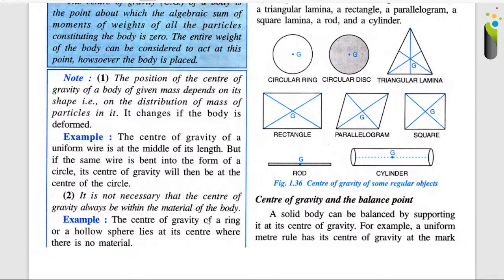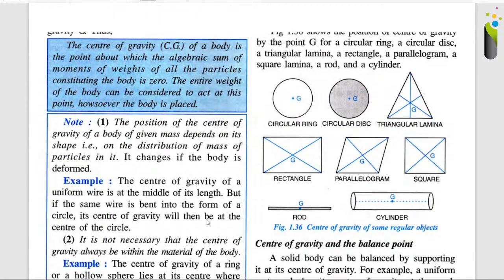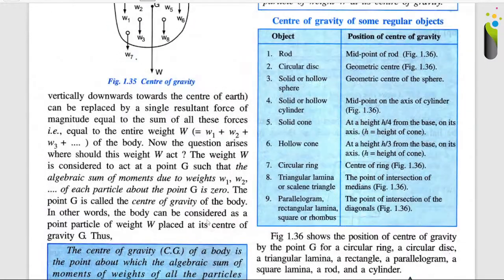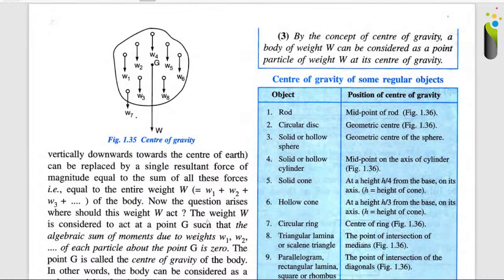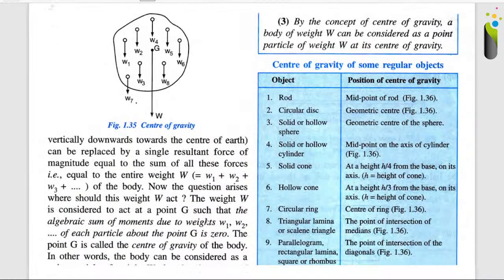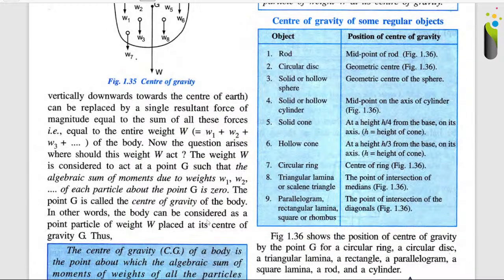Second, it is not necessary that the center of gravity always be within the material of the body. Example, the center of gravity of a ring or a hollow sphere lies at its center where there is no material. By the concept of center of gravity, a body of weight capital W can be considered as a point particle of weight capital W at its center of gravity.